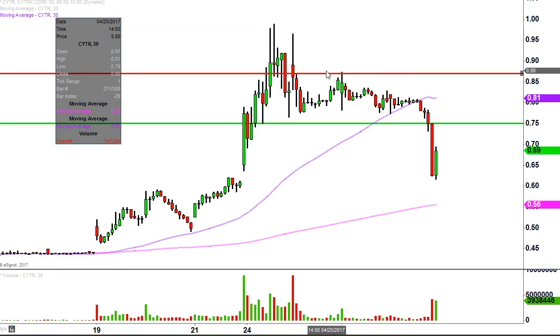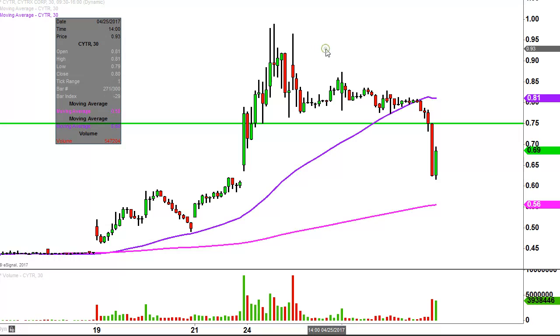Sure, these lines still pertain, but from a presentation standpoint, I don't want to have a million lines everywhere that can cause clutter and confusion. So we want to try to keep this as clean as possible.